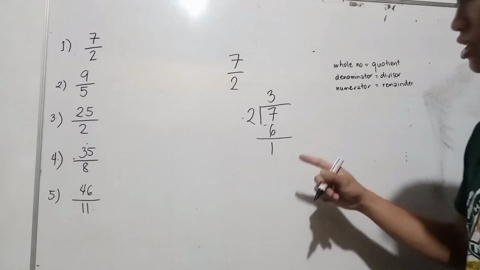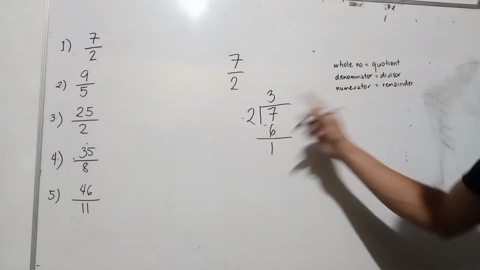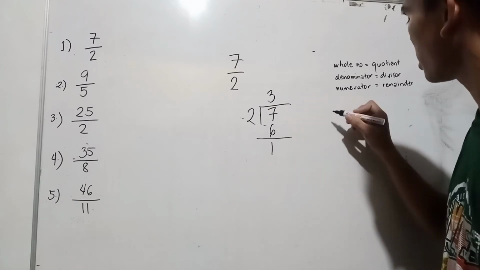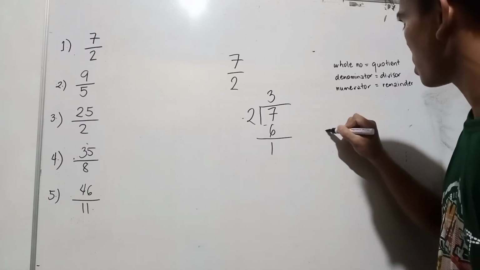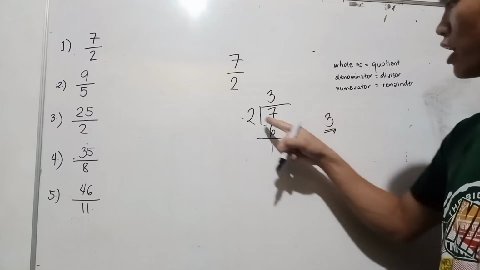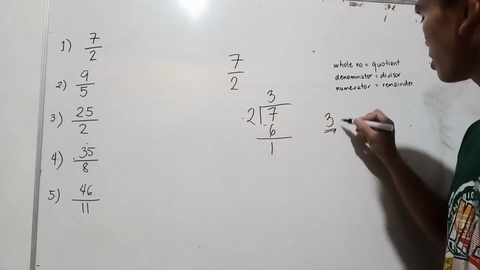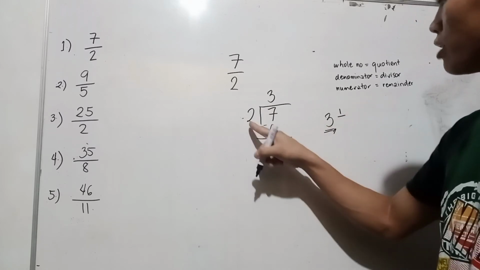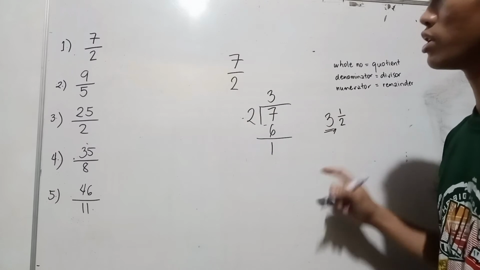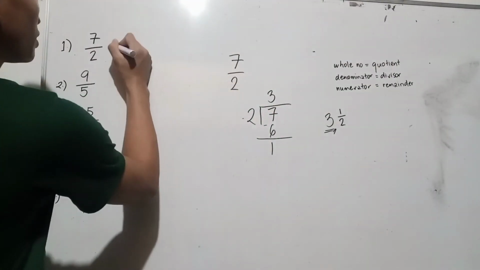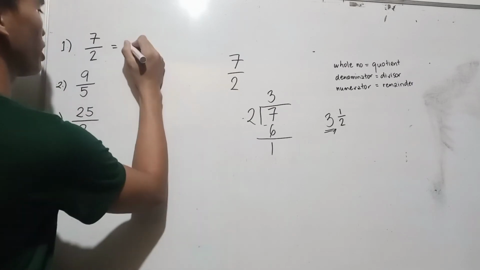Okay, that's done. We will just put it into simple terms. So the whole number, which is the bigger one, is 3, and the numerator of our proper fraction is 1, and the denominator is 2. Number 1 is solved. So the answer here is 3 and 1 half.